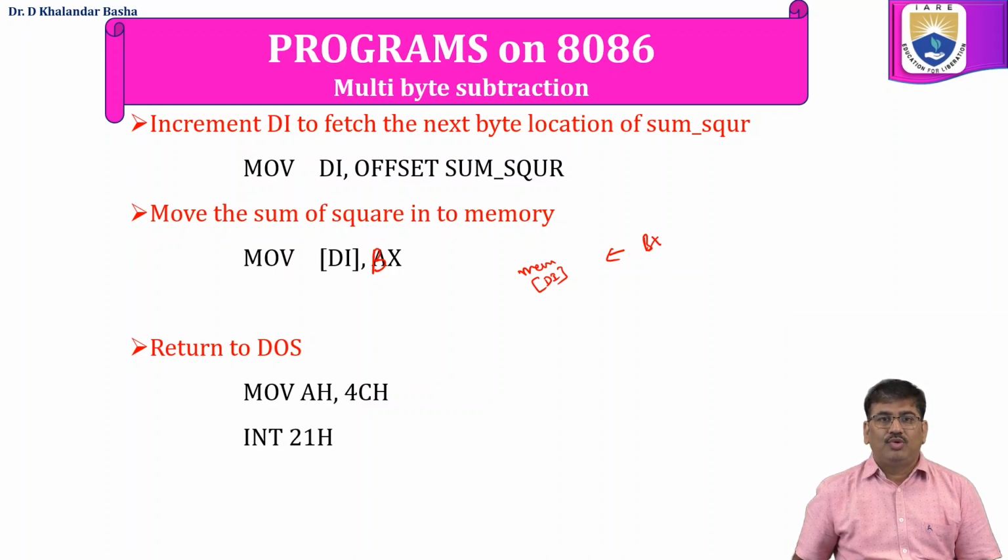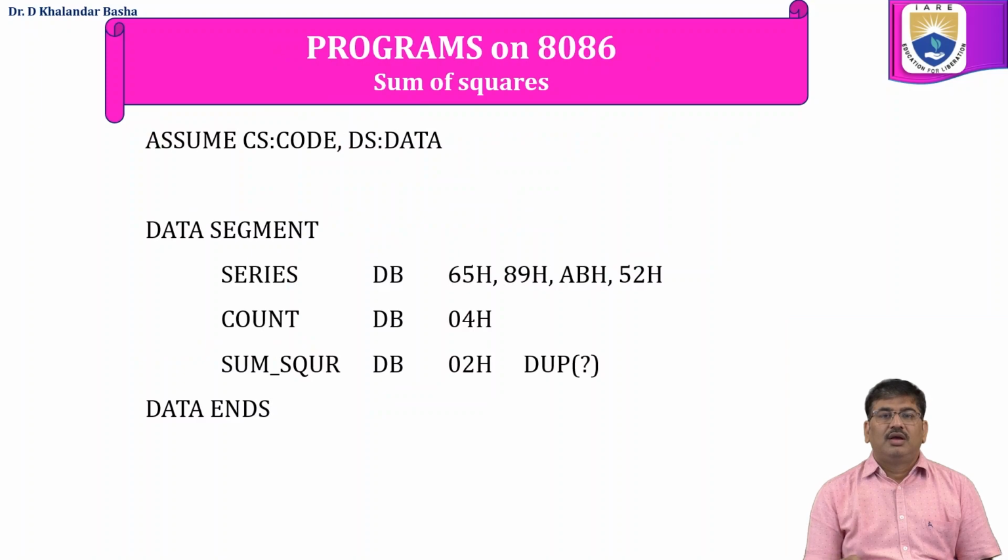Now we will see the entire program at a glance. ASSUME CS:code, DS:data. This is for requesting the assembler to assign the addresses for the data segment as well as the code segment, which will be stored in code and data respectively.